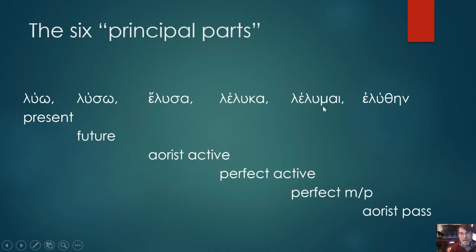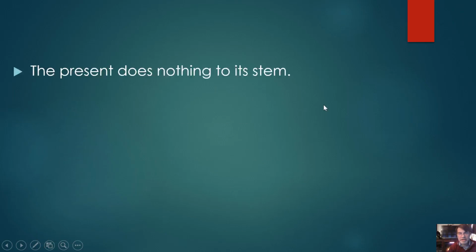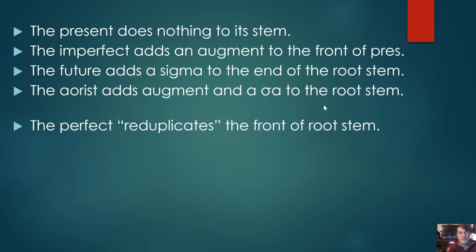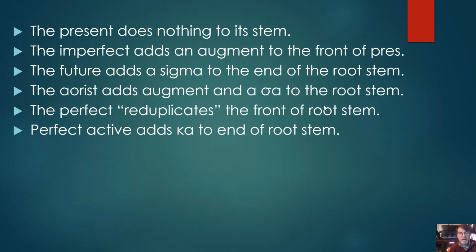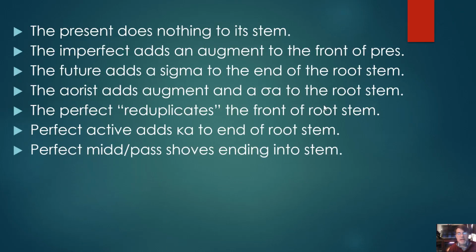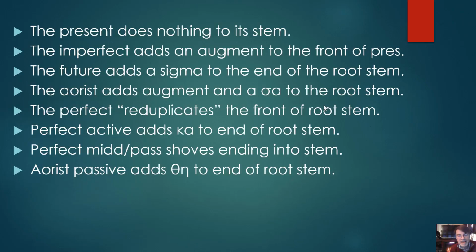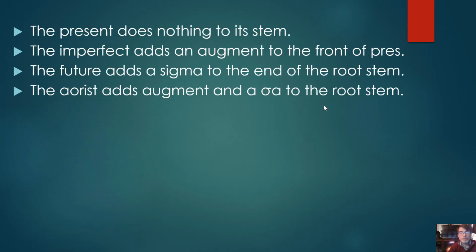I'm going to tell you in a second that the perfect middle or passive shoves the ending right on the stem. So there's no oh my there. Normally there would be an oh my, but it just crashes right into it. So future adds a sigma, aorist adds a sigma alpha, perfect reduplicates, perfect active adds a kappa alpha to the end of the stem, perfect middle or passive shoves the ending right into the stem, removes the connecting vowel. Aorist passive adds a theta eta to the end of the root stem.